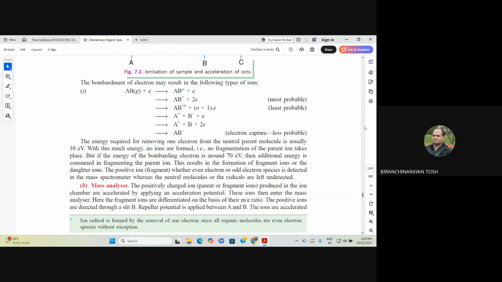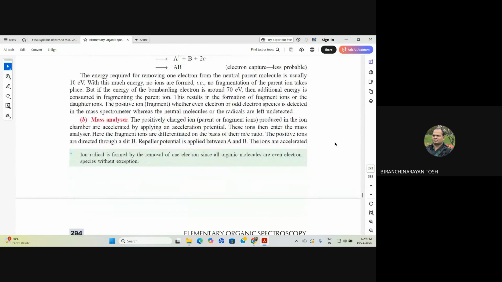So the positive ion, whether even electron or odd electron species, is detected in the mass spectrometer, whereas the neutral molecules or the radicals are left undetected. Then moving to the second part, the mass analyzer. The positive charge ions, either the parent ion or fragment ions produced in the ion chamber, are accelerated by applying an acceleration potential. These ions then enter the mass analyzer. Here the fragments are differentiated according to their mass or M by E ratio.